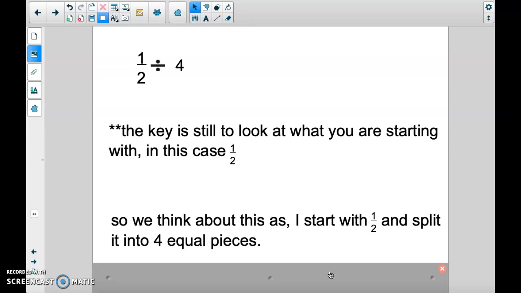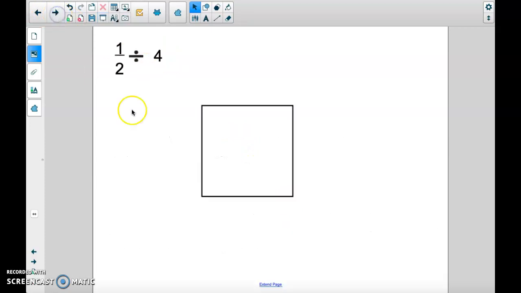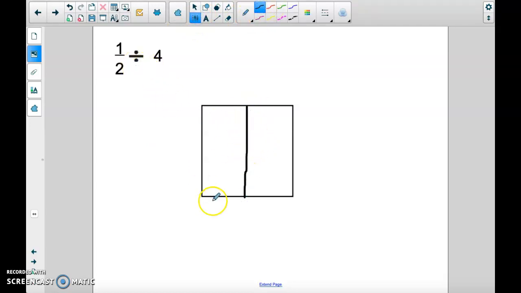So I want you to think to yourself, is our quotient going to get smaller or is it going to get bigger if we're splitting it into 4 equal pieces? So if we have a half and divide it by 4, like we've been talking about, split it into 4 equal pieces. I'm going to cut it in half because that's how much I start with. I start with 1/2.